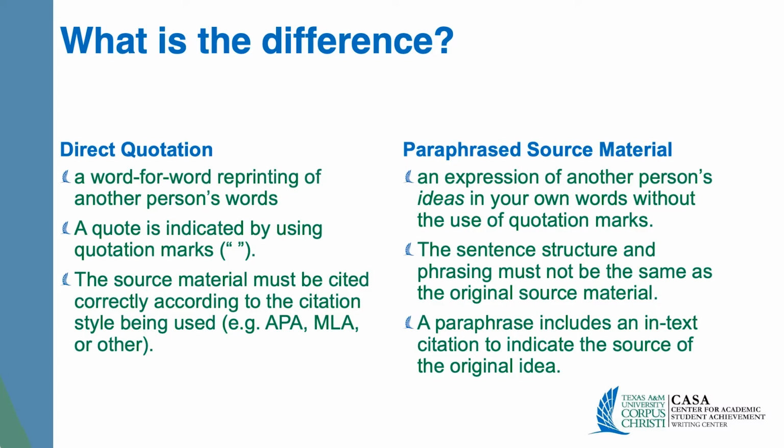A quote is indicated by using quotation marks. That's a direct quotation. I'm using the exact words on the screen. Paraphrased material is, again, taking the essence of what is being said, taking someone else's ideas, and then putting them together in your own words and presenting it as part of the evidence of your argument. The sentence structure and phrasing need to be different from the original source material. Typically, you will cite a paraphrased passage. Once again, check with whatever citation style you're using just to ensure that you are paraphrasing and quoting correctly.